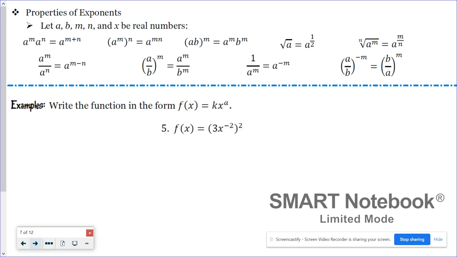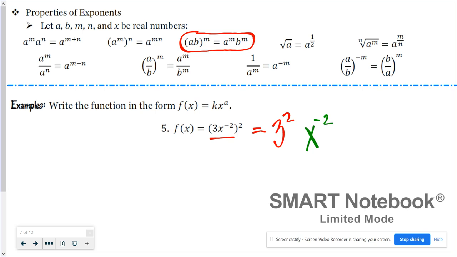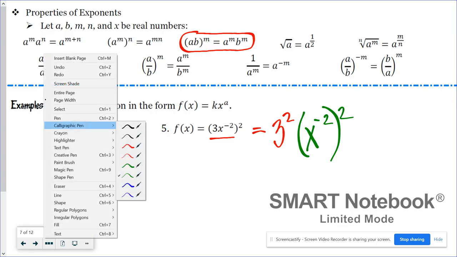Looking at this one, I have to first see what's going on here. Notice I have 3 times x to the negative 2nd, raised to the 2nd power. So this is what I'm working with here. I'm working with that product power rule, so I have to share the exponent. I have to take the 3 to the 2nd power, and I have to take the x to the negative 2nd also to the 2nd power. So you're sharing the exponent with those two factors.